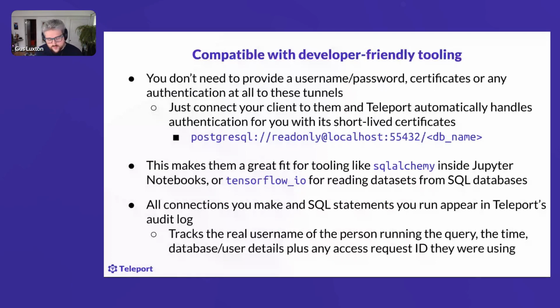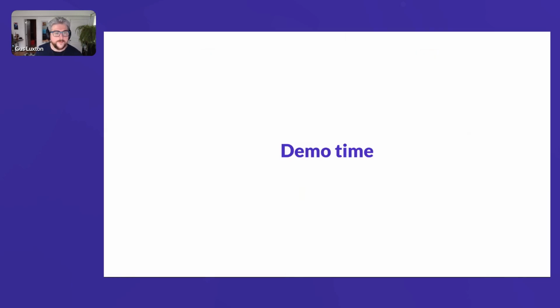Whenever you do this, the other thing is that because these authenticated tunnels are going via the Teleport proxy, all the connections that you make and all the SQL statements you run, they all appear in Teleport's audit log. So it tracks the real username, Joe, in our example. It knows that Joe is the person running the query. It knows the time that he ran the query. It knows what database he connected to, what database user he used, and access request identities that he was using if he made an access request to access that database too. So a phenomenal amount of information is available for auditing purposes if that's what you need.